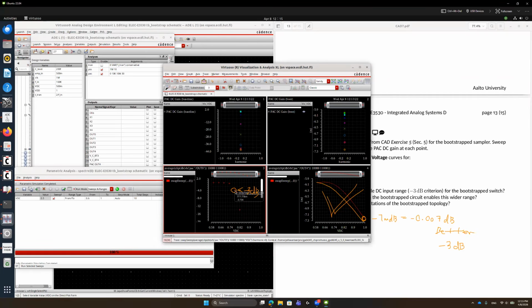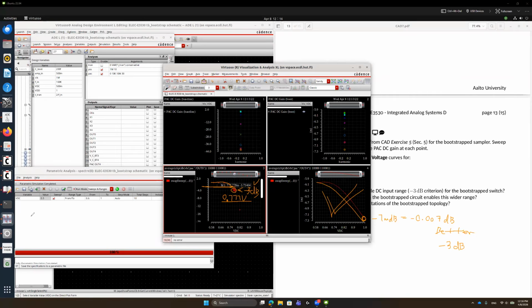This one, right? So we may conclude that our baseline MOS switch cannot ensure higher than approximately 0.777 volt. Of course, this is just a 3 dB based criterion. If we want a high resolution ADC or high speed ADC, then definitely minus 3 dB is not good enough.